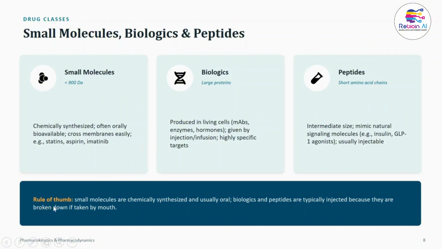So let's see the rule of thumb. Small molecules are chemically synthesized and usually given orally. So this is what we discussed about small molecules. And biologics and peptides are typically injected because they are broken down if taken by mouth, right? So you might have seen that insulin is not available in oral dosage form. It's only available as injection, intramuscular, right? So what happens if we take insulin orally? Generally it breaks down in our stomach acid, that's why it is not available in oral dosage form.